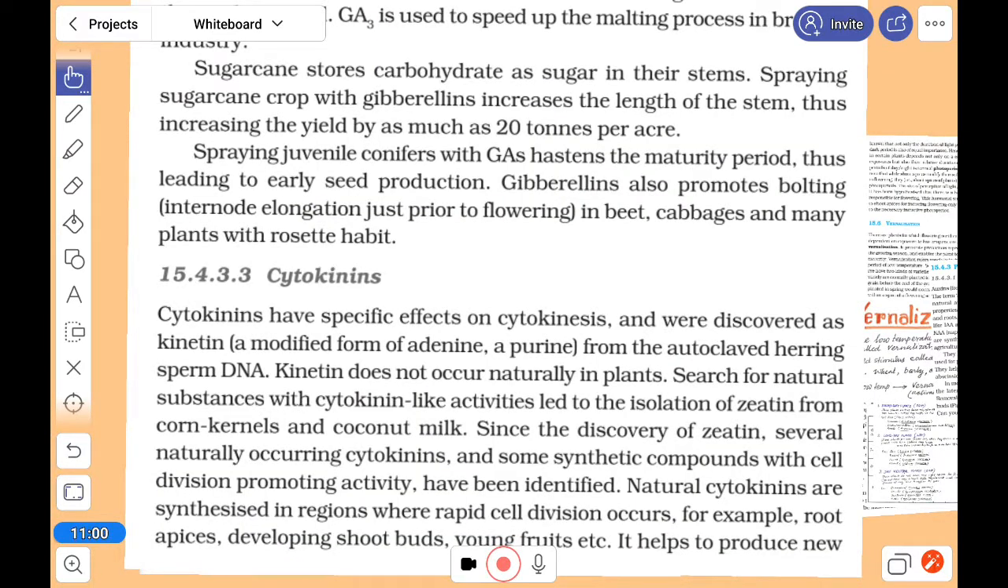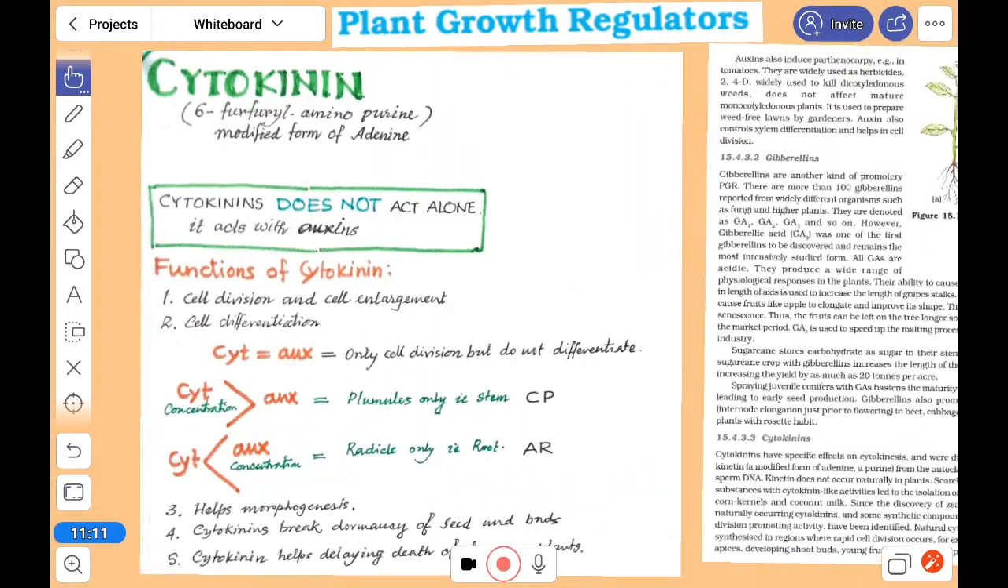Next is cytokinin. Cytokinins have a specific effect on cytokinesis. Now let's see the cytokinin. It is 6-furfurylaminopurine, modified from adenine. Always remember, cytokinin does not act alone. It acts with auxin.